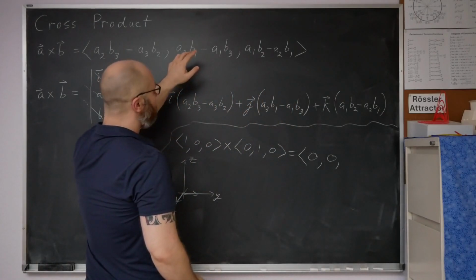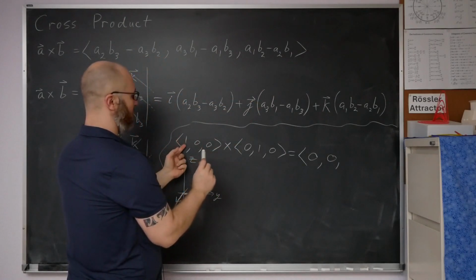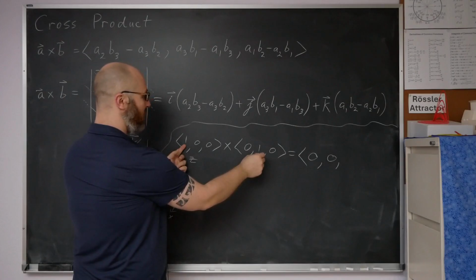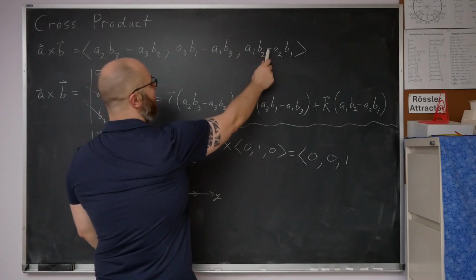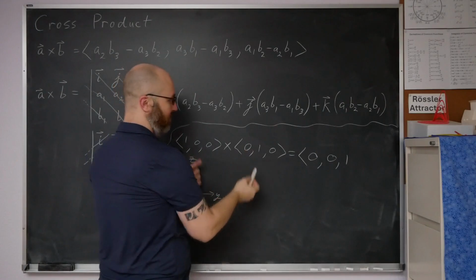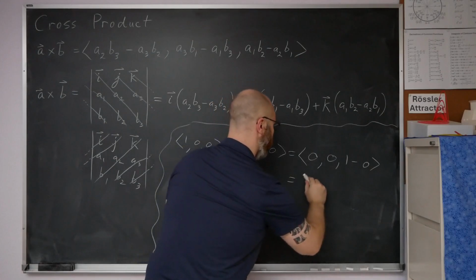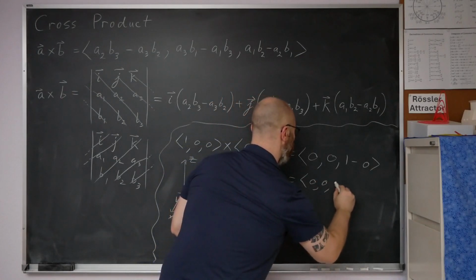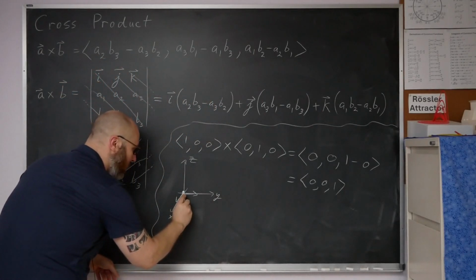And then next we have A1, B2, so this is A1, this is B2. Okay, so I have 1 times 1, it's 1. Then I have minus A2 times B1, minus 0. So it ends up being 0, 0, 1. And so the cross product ends up going that way.